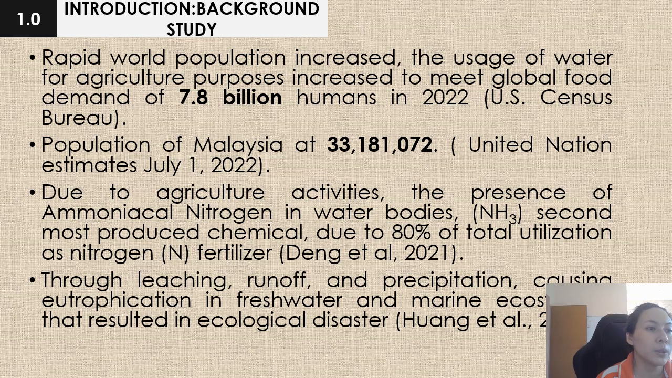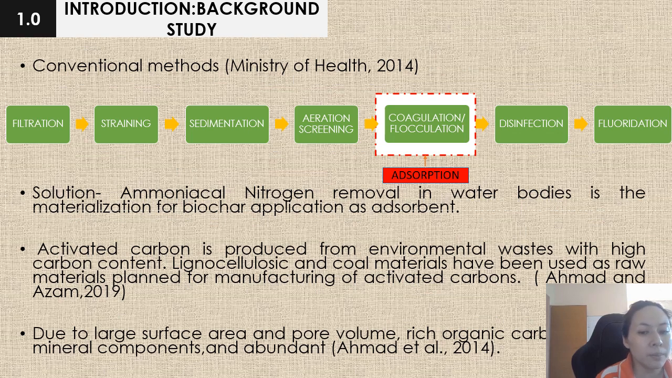Okay, as we want to introduce the background, we want to use this biochar activated carbon for adsorption of the ammonium nitrogen in agricultural activities, because we can have this ammonium nitrogen inside the water through leaching, runoff, and precipitation, and this can cause a lot of problems for the marine ecosystem. And here, the conventional method is where the biochar or biochar activated carbon is used in the coagulation process, where it can absorb all of the ammonium nitrogen.